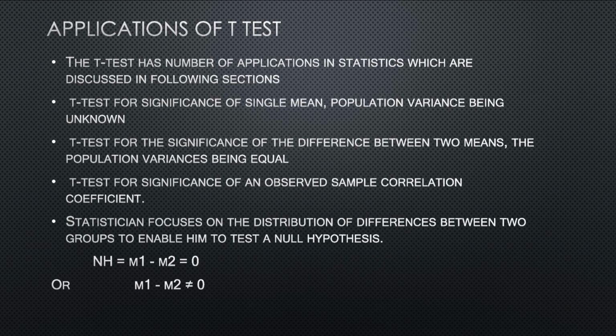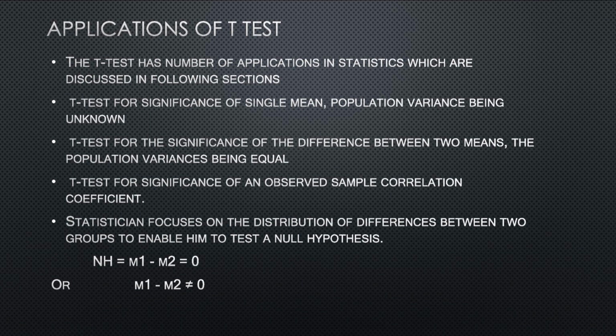Applications of t-test. The t-test has a number of applications in statistics which are discussed below. T-test for significance of a single mean, population variance being unknown. T-test for the significance of the difference between two means, the population variances being equal. T-test for significance of an observed sample correlation coefficient.